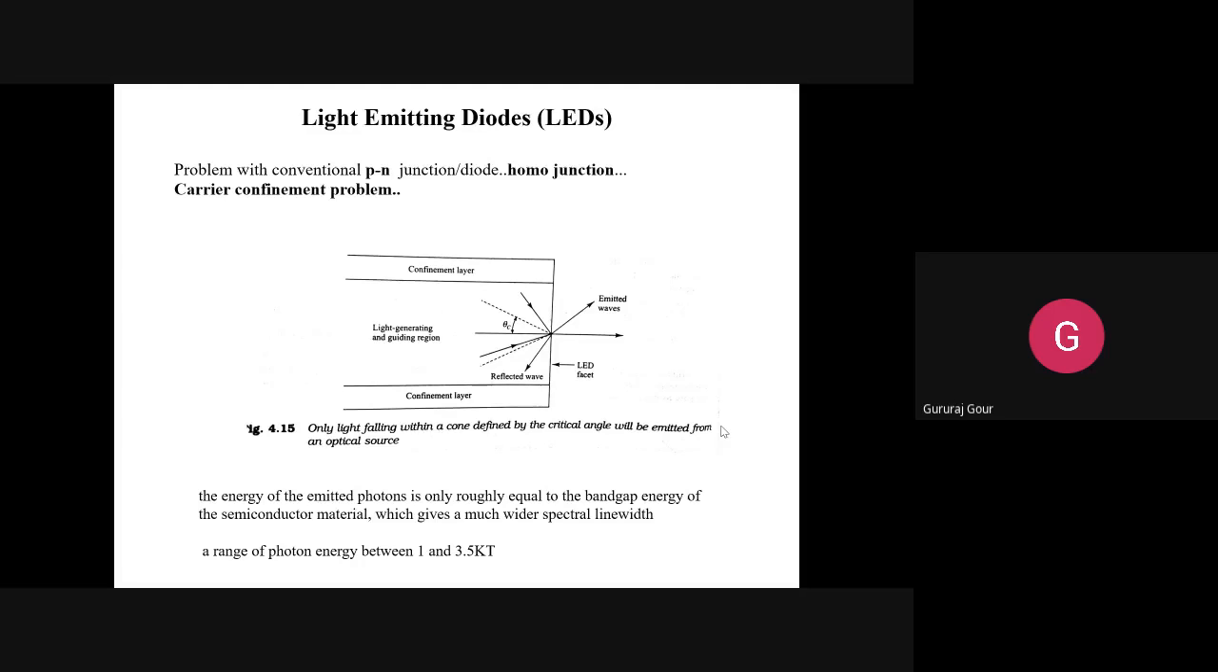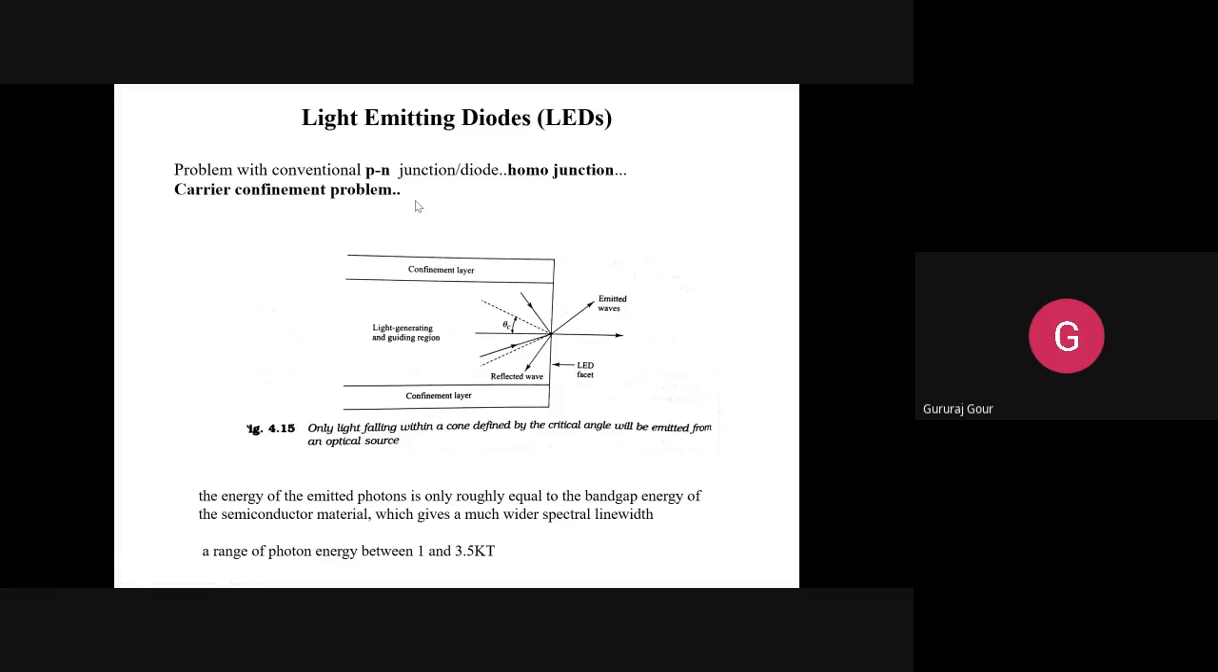So the problem with the conventional PN junction diode is that it is a homojunction. On one side we have P and on the other side N, and with the variation of the doping profiles they will have different electrical conduction characteristics. So that is a main aspect here. He is telling that the problem with the conventional PN diode is a carrier confinement problem.